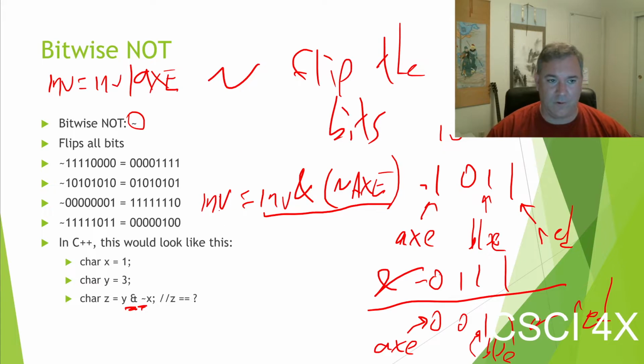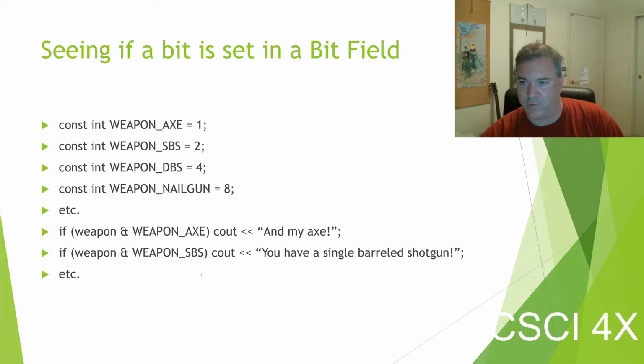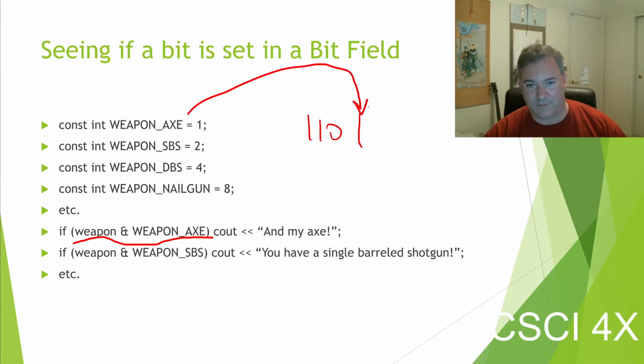Okay, so XOR flips bits, shift bits. Let's worry about that in just a second, but here's some actual code. So if we've got axe, which corresponds to the first bit, single-barreled shotgun, which corresponds to the second bit, double-barreled shotgun, which corresponds to the third bit, and the nail gun, which corresponds to the fourth, you can see if you have an item in the bit field by doing this. If our bit field is 1101, this means we have the axe, we do not have the single-barreled shotgun, we do have the double-barreled shotgun, and we do have the nail gun.